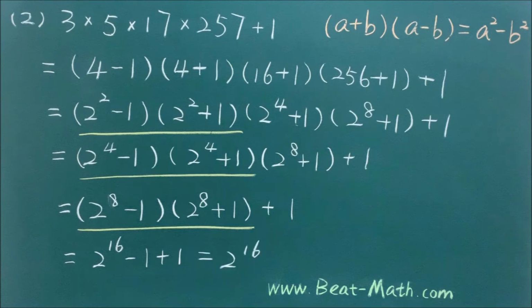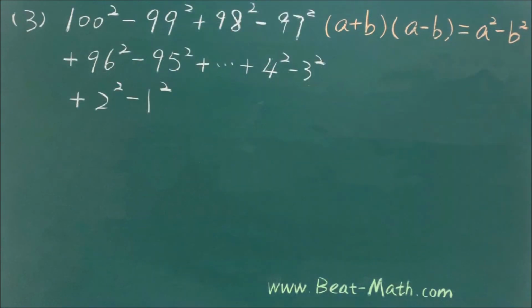Now the last example for today is 100 squared minus 99 squared plus 98 squared minus 97 squared plus 96 squared minus 95 squared, etc., until we end off at plus 4 squared minus 3 squared plus 2 squared minus 1 squared. It's really long and complicated, but as I said, don't panic and look at the problem carefully.